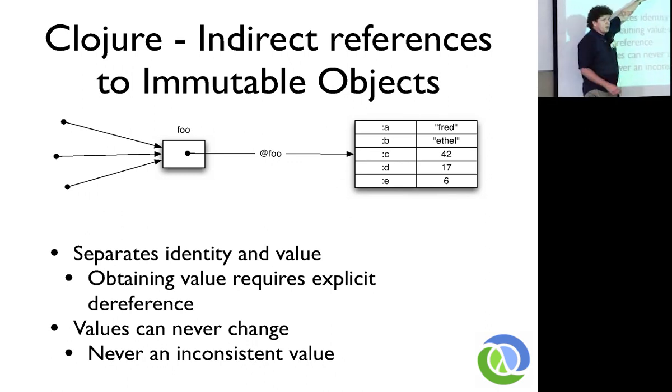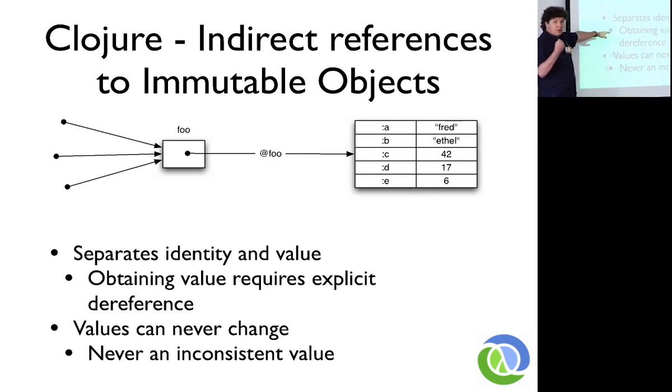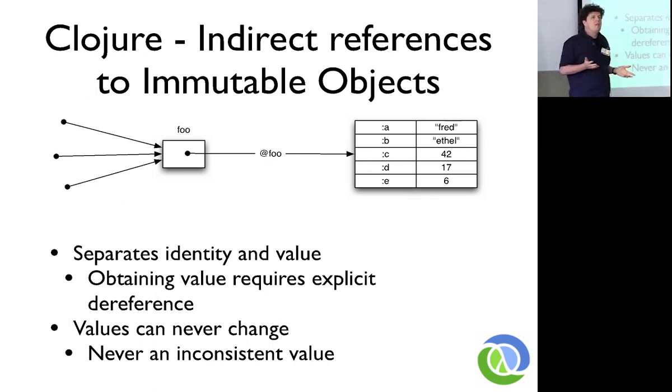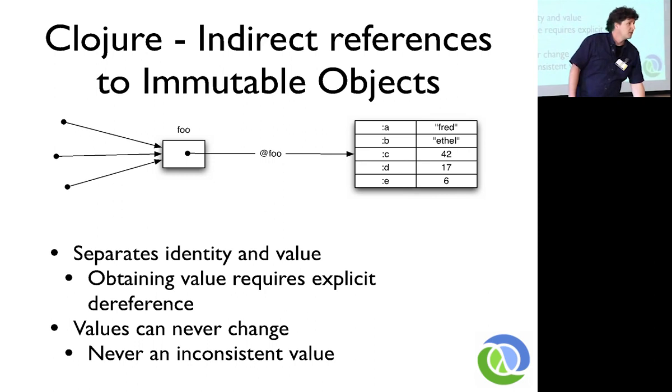They're going to point to this box. That's their identity. That box, in turn, points to an immutable data structure. Any of the things I showed you. It could be a vector, it could be a map. It's often a map. People will, in Clojure, use those maps instead of where you would use objects. So we separate identity and value. To obtain the value, you have to dereference. The values can never change. So you can never get an inconsistent value. If you've got the value, you're safe. And you can share it easily between threads.